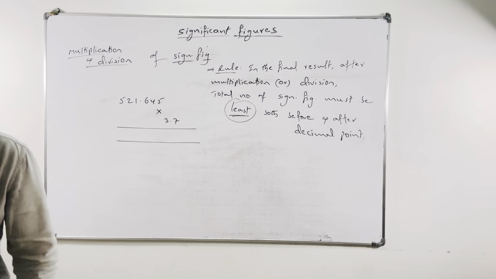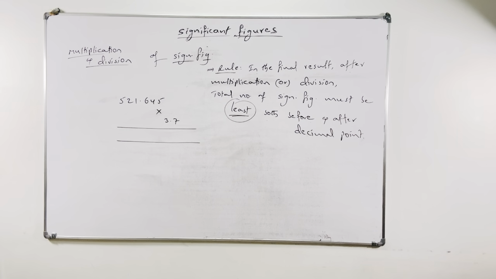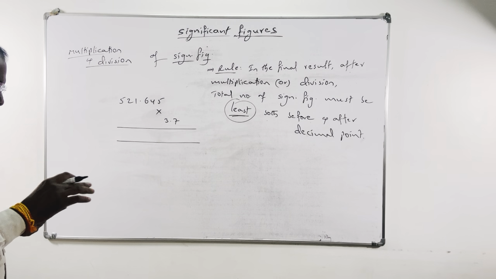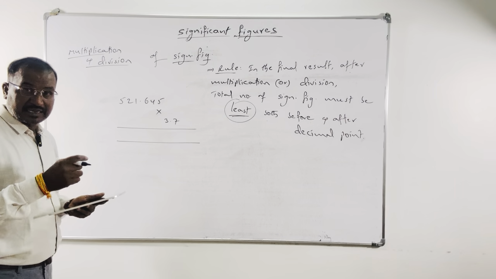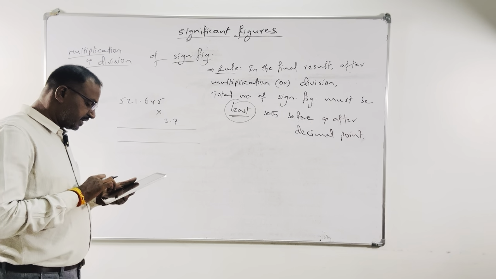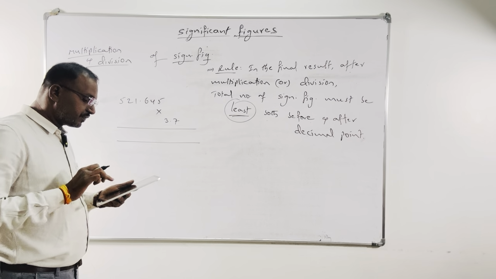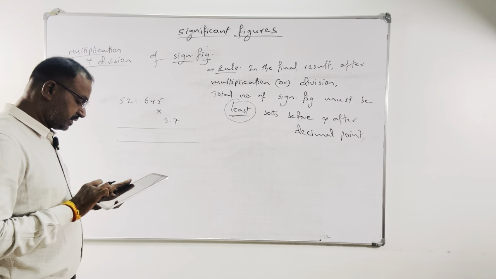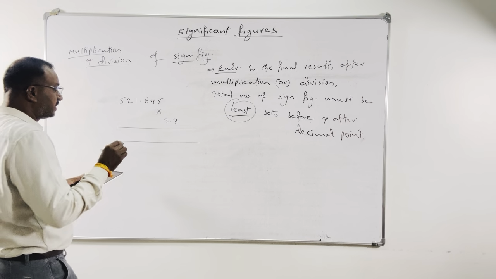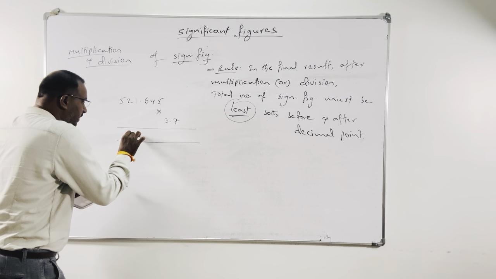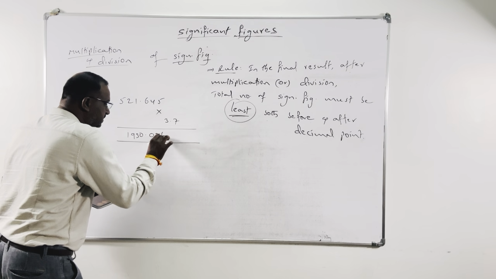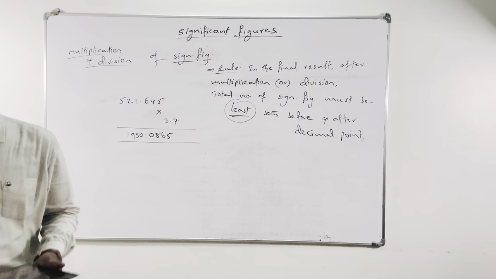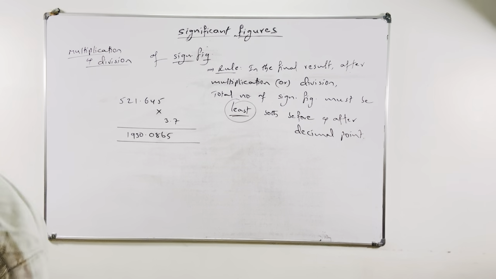What is the value you will get? If we multiply this one with that number, let me get that value. There is no time, that's why I am taking the calculator directly to save time. So I am multiplying 521.645 into 3.7. The answer is 1930.0865. I got this on multiplication.